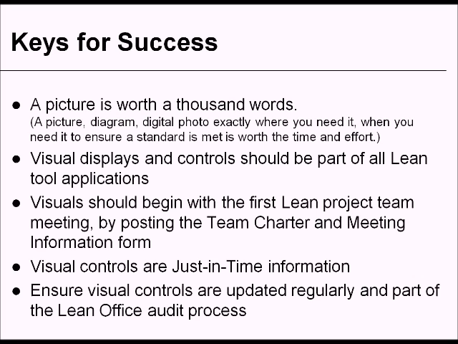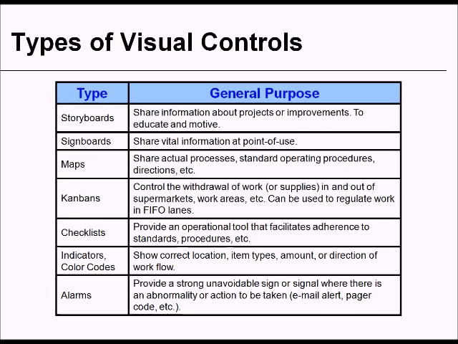And if you have a continuous improvement group, they should audit those visual controls and ensure that they are up to date. Here are just overall different types of visual controls. Storyboards, those are much like A3s, the tools that we use for an A3. Signboards, where you share vital information. Maps, those are a form of visual control.